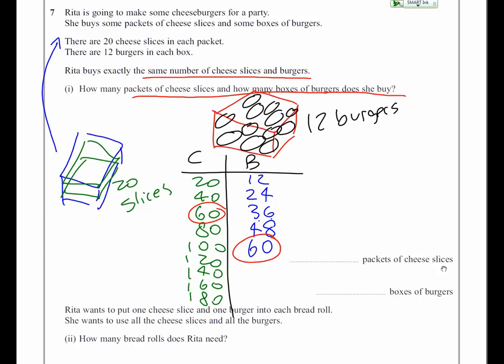How many packets of each now is the question. So how many packets of cheese slices? 1, 2, 3. How many packets of burgers? 1, 2, 3, 4, 5. So that is your answer.